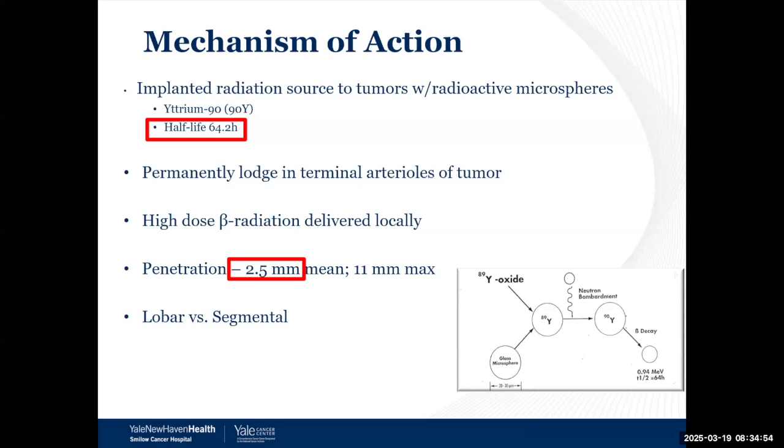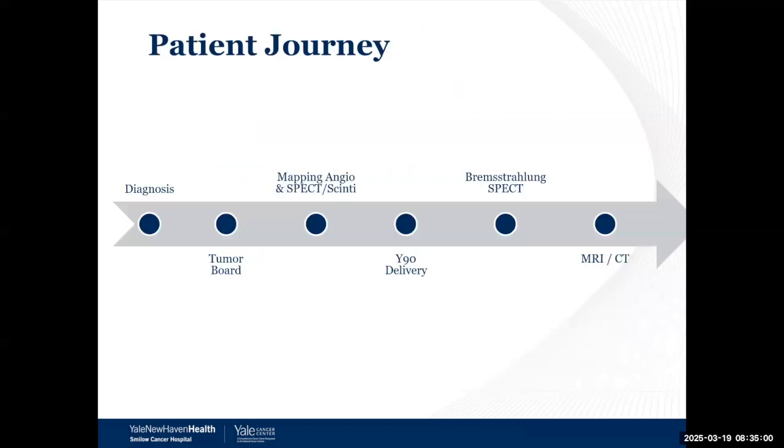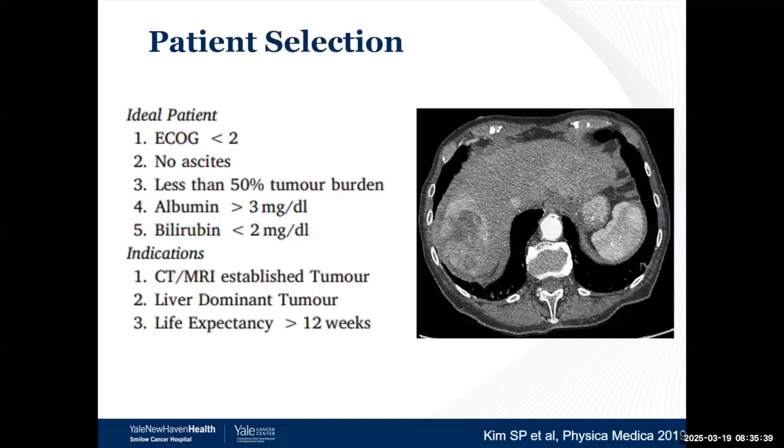You can do a lobar or a segmental delivery, and patients undergo a slightly different journey. All start with the diagnosis in the tumor board, but these patients have to undergo a mapping study because radiation is very dangerous to non-target tissues, to the lung and to the duodenum and to the pancreas. So you want to make sure that you actually deliver it properly to the tumor, and for that, you must exclude non-target supply. After Y90 delivery, you actually do a Bremsstrahlung SPECT, where you can look at the actual distribution of delivery, so you can treat patients symptomatically if something went wrong and the Y90 got delivered to the wrong place.